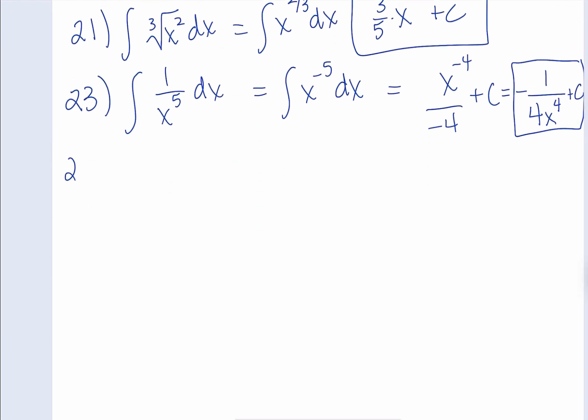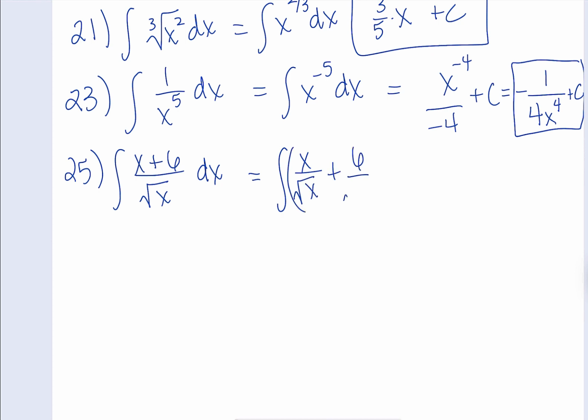And let's look at number 25. We have x plus 6 over the square root of x dx. And so we'll split this up: x over the square root of x plus 6 over the square root of x dx. This first one will be x divided by x to the 1/2, so subtract those exponents. We have x to the 1/2. And then this will be 6x to the negative 1/2.